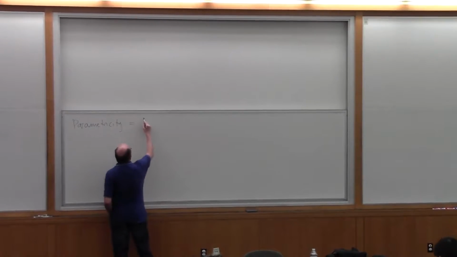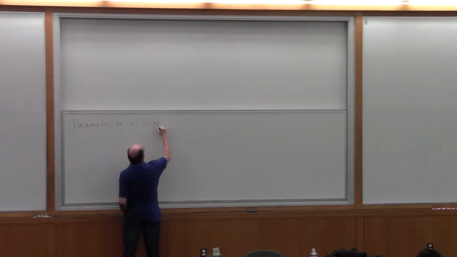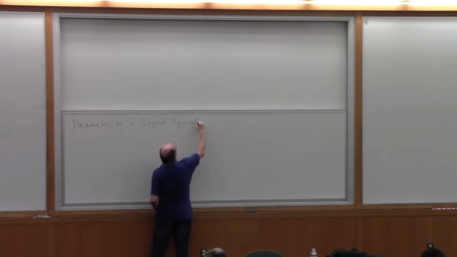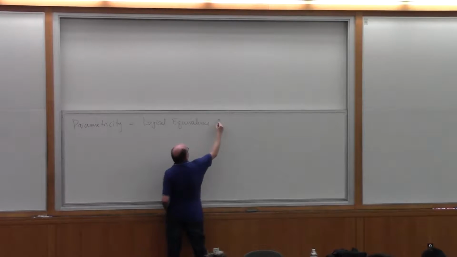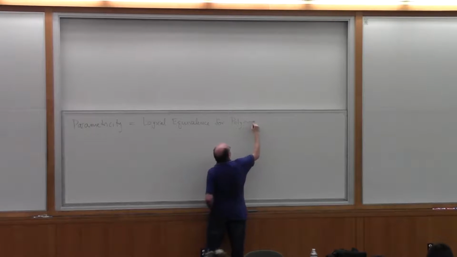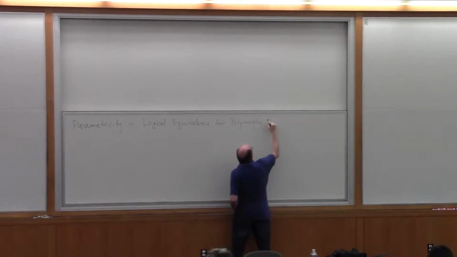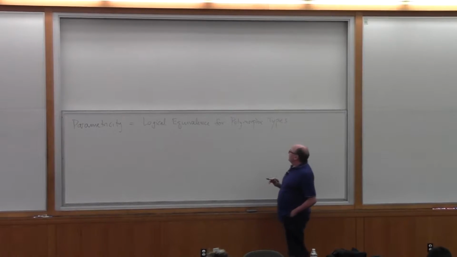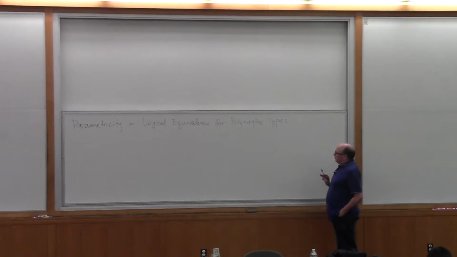And this is basically using the terminology we've been developing yesterday. It's really logical equivalence for polymorphic types. That's, if you want to situate it in the setting that we've been developing, what we want to do. We want to talk about logical equivalence. So we had a number of motivations for it, which Dan gave you this morning.